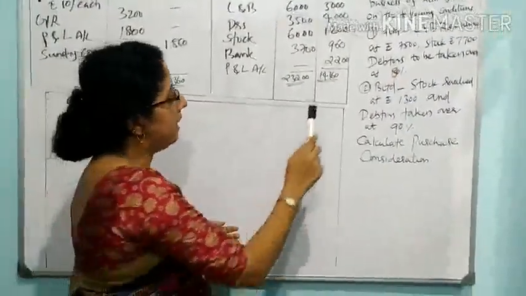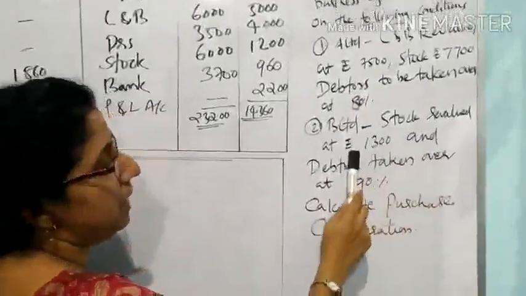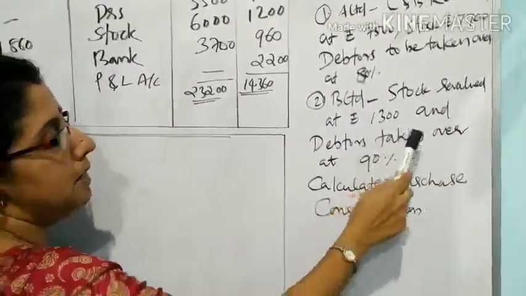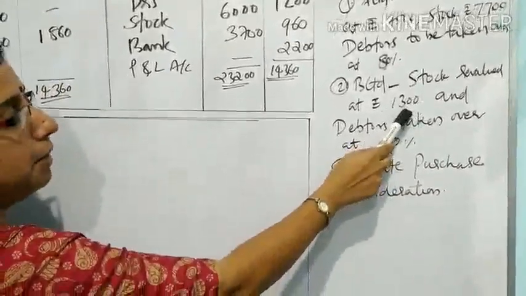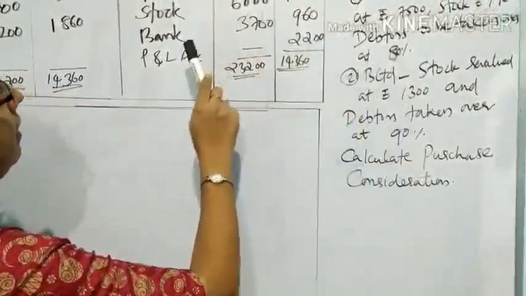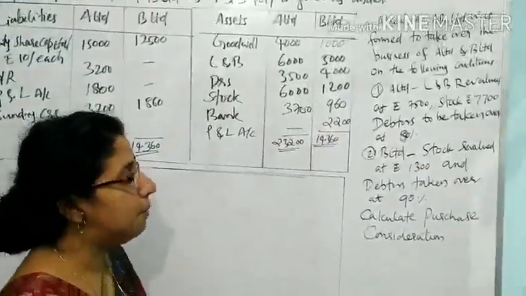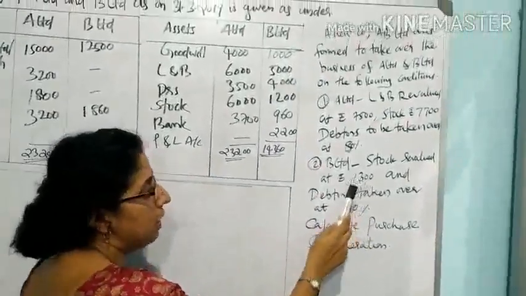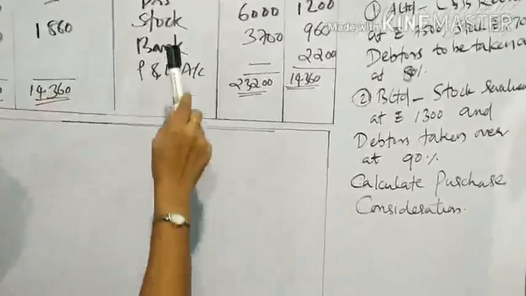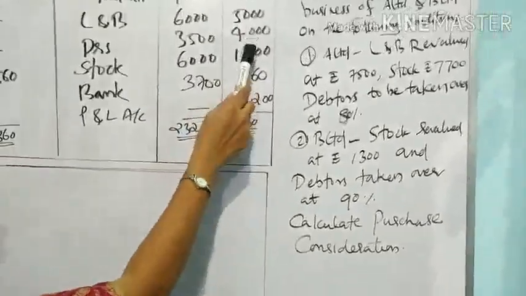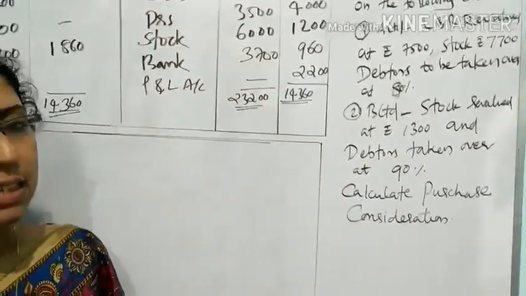Then out of this total debtors, only 80% are taken over. Clear. Then next, B Limited. Stock revalued at rupees 1,300 and debtors taken over at 90%. The stock revalued figure is given here, that is 1,300. Stock for B Limited is actually 1,200, but the revalued figure is rupees 1,300. Then debtors taken over at 90%. Total debtors for B Limited are 4,000 and out of this 90% are taken over by the purchasing company.